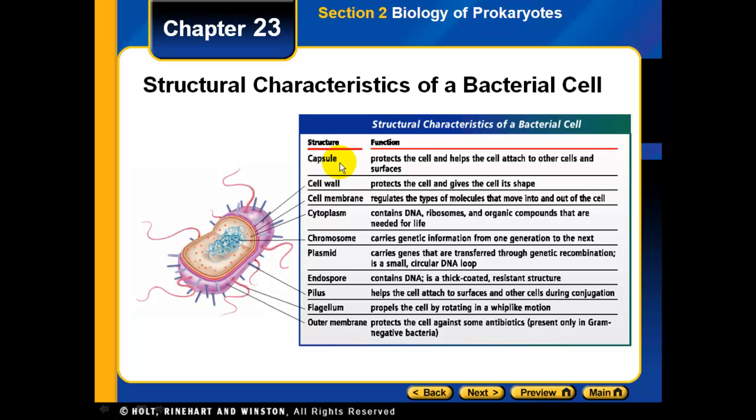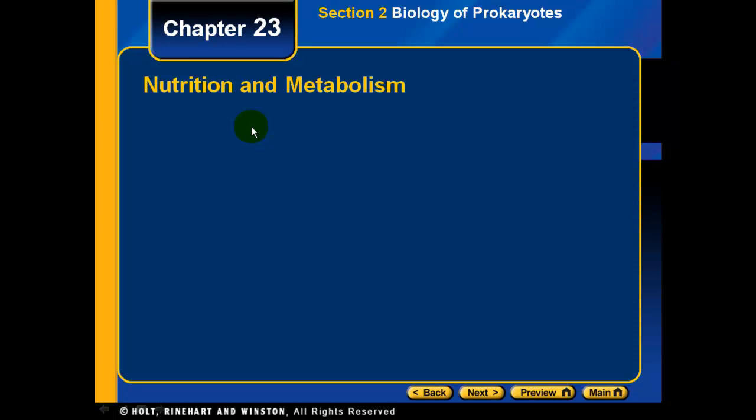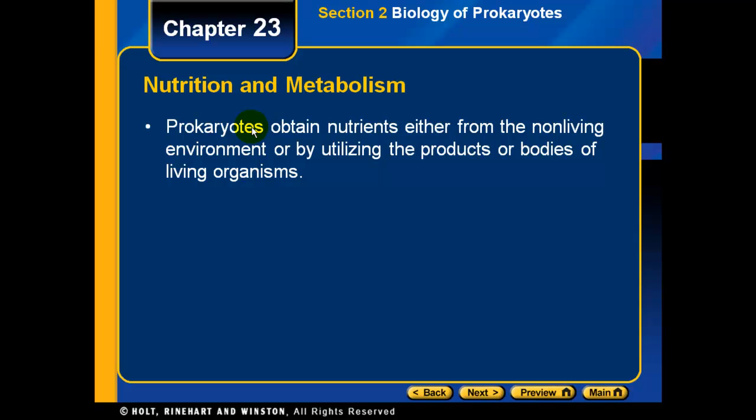This is in your book. There is a nice chart that lists all the structures and all the functions for every part in the bacterial cell. A couple other little side notes. How does a bacterial cell eat? How does it do metabolism? They obtain nutrients either from a non-living world or the living world.